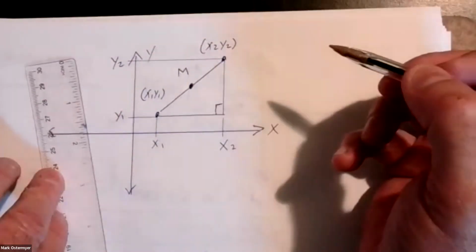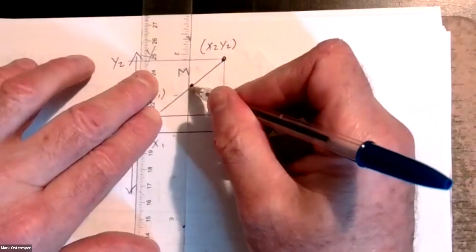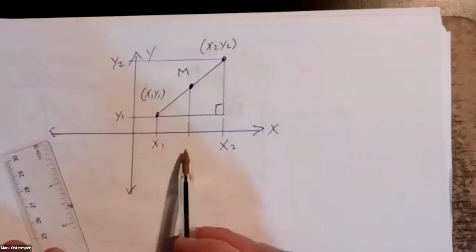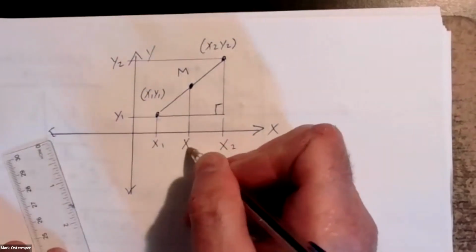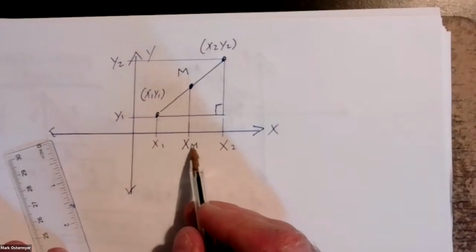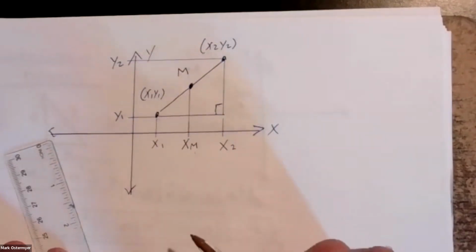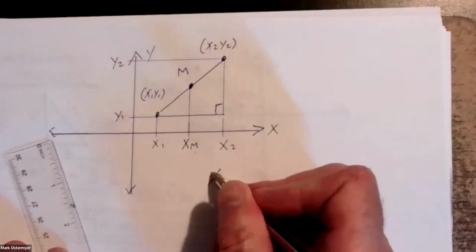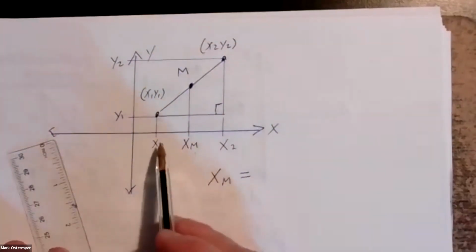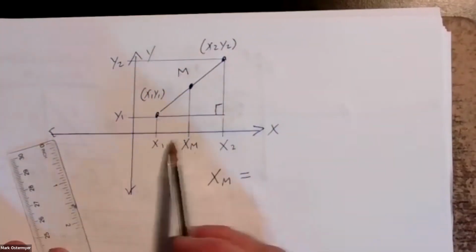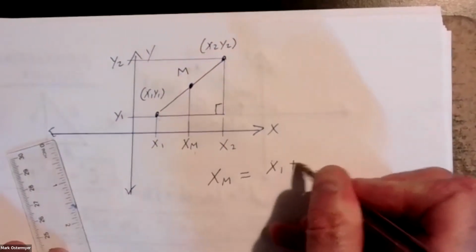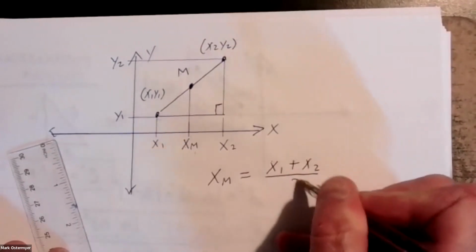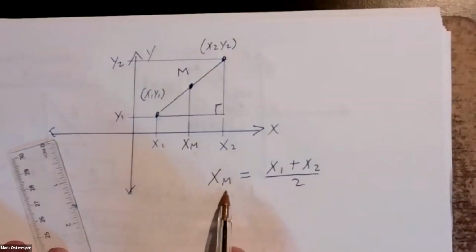All right, so what would be the x coordinate of this midpoint? Well, if I project it vertically down to the x-axis, we can see that it strikes a point dead center in between x sub 1 and x sub 2. I'll call this x sub m, the x coordinate of my midpoint. What do you think x sub m is going to be? Well, x sub m, since it's halfway in between x sub 1 and x sub 2, is going to be the average of these 2 points. So we're going to add the x coordinates of the 2 points together and divide by 2. That'll be the x coordinate of the midpoint.